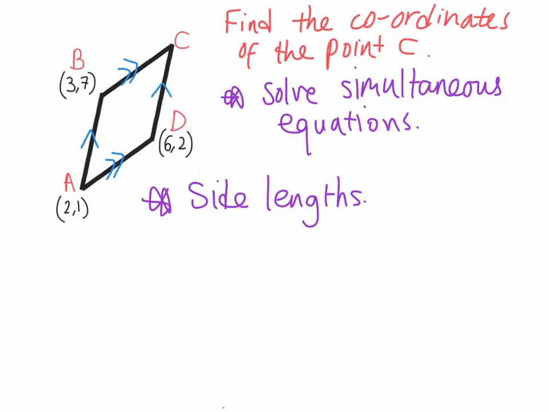So in the case of our parallelogram, the side lengths of BC and AD are the same, and the side lengths of AB and DC are the same. And so using this, you can figure out where point C is, and that's what I will show you how to do.